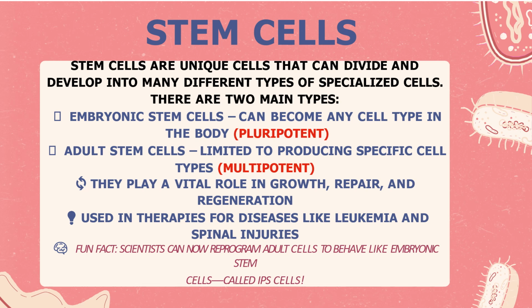With advancements in science, we now have iPS cells, induced pluripotent stem cells, where adult cells are reprogrammed to behave like embryonic ones, offering powerful, ethical alternatives for research and therapy. Fun fact: every second, millions of stem cells in your body are silently working behind the scenes, replacing skin, healing wounds, and renewing your immune system. They're not just cells, they're the living blueprint of life itself.